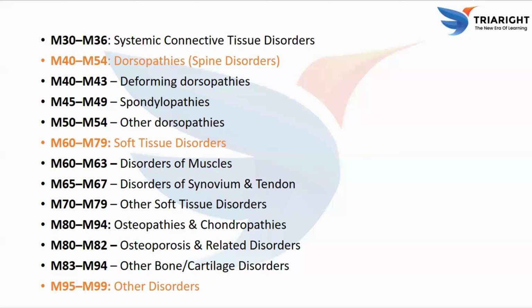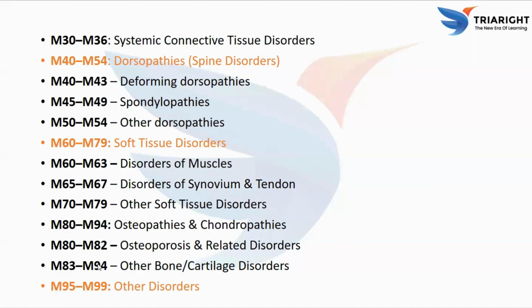So for example, fibromyalgia, soft tissue pain, and also enthesopathy. So next, M80 to M94 code ranges, they include the osteopathies and chondropathies. Osteo is nothing but bone diseases, and chondropathies means the disease of the cartilages. So M80 code range to M82, they describe osteoporosis and also the related disorders. So this distinguishes between with and without fracture, important for coding accuracy.